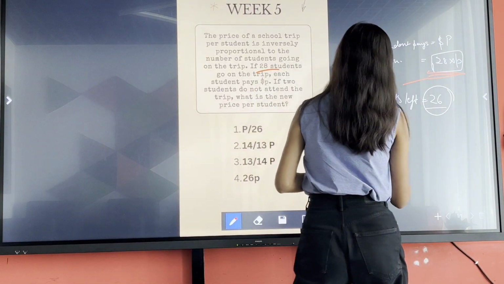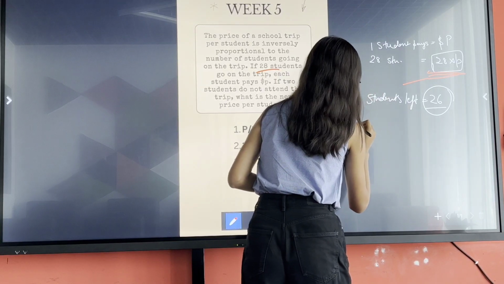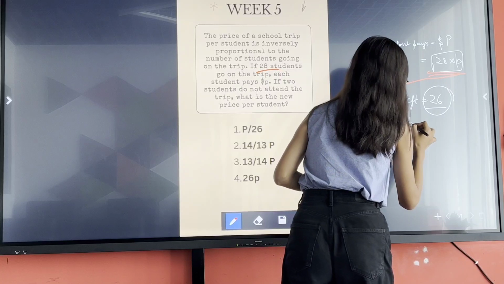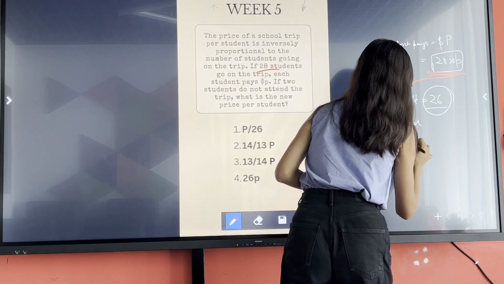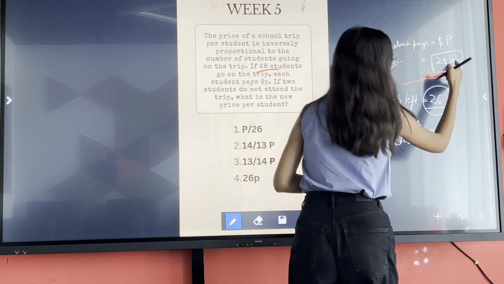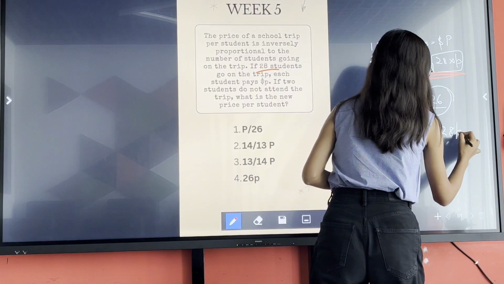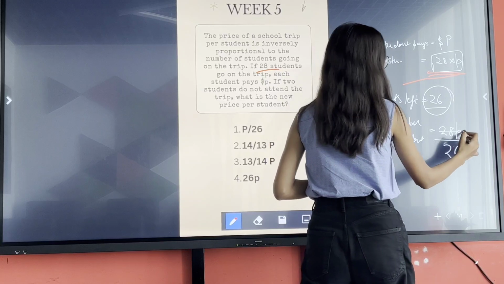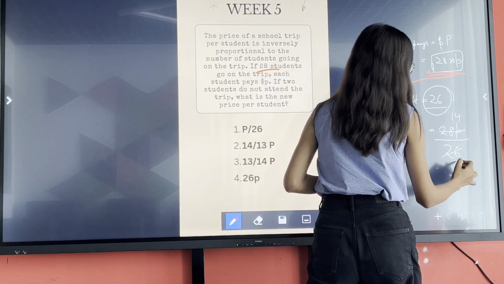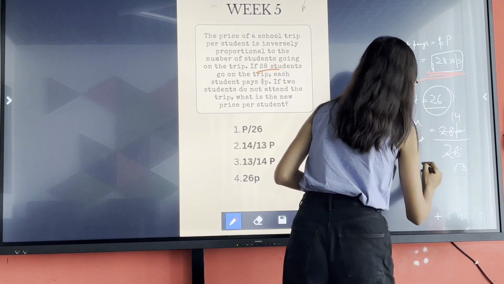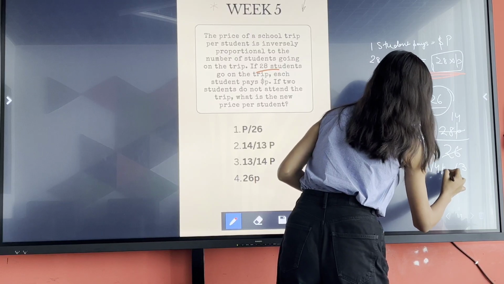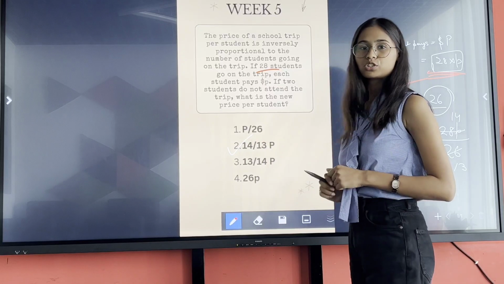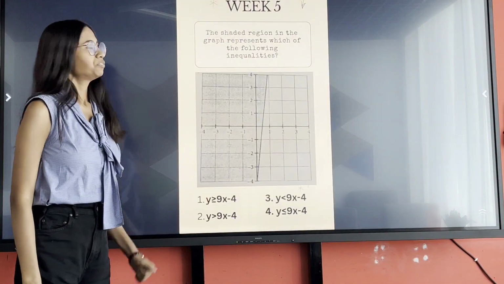So, now we can find out the new cost per student, which will be equal to the total cost, which is 28P, divided by the number of students, which is 26. We can simplify this as 14 over 13, and P will remain as it is. So it will be 14P by 13. So option 2 is the correct choice. So let's start with the fifth question now.